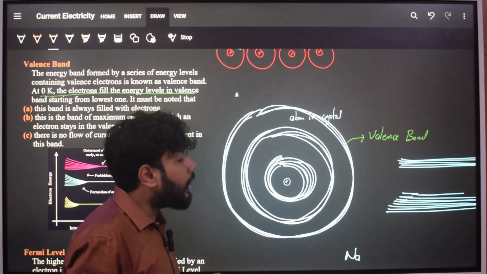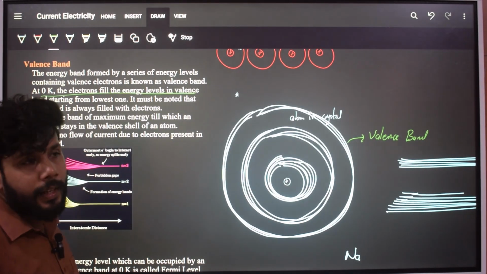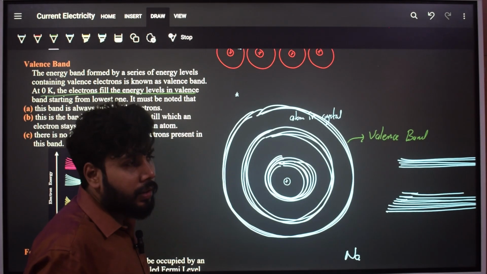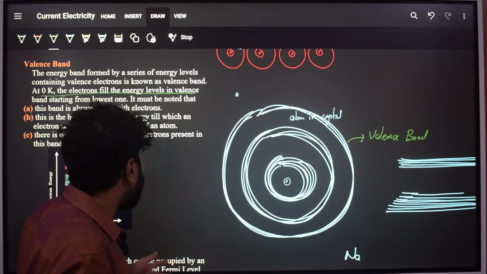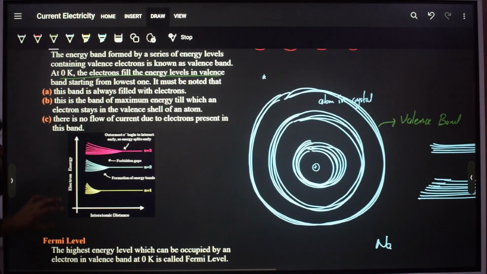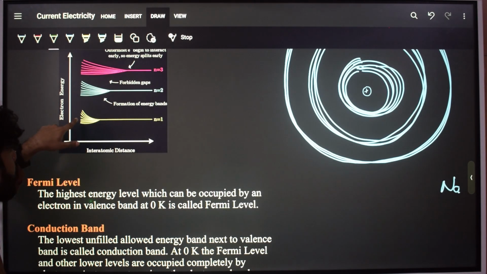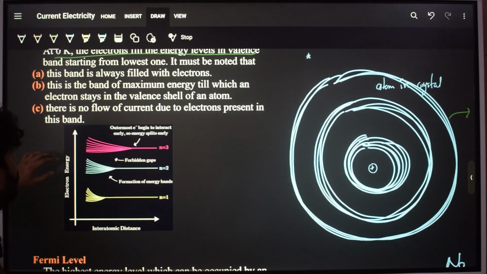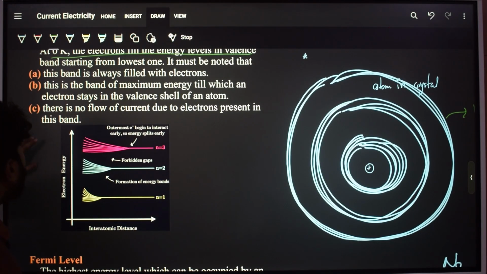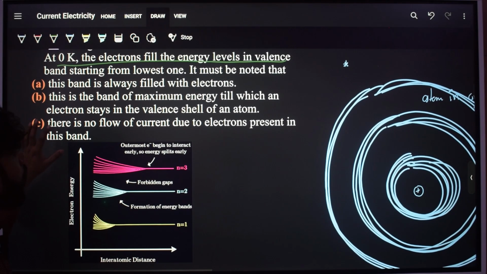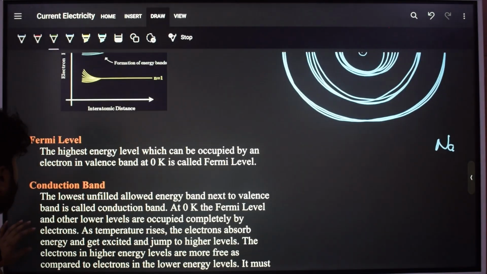Right? If they get energy from thermal, then they can get excited and they can leave the nucleus, and they can be known as an ionized electron or something. Got it? So here we have shown that instead of one first orbit, you are having many energy levels, second, and third also. And if it is the last energy band, this can be your valence energy band. And remember, at 0 Kelvin, all the electrons will be in the valence band or lower than the valence band. Got it?